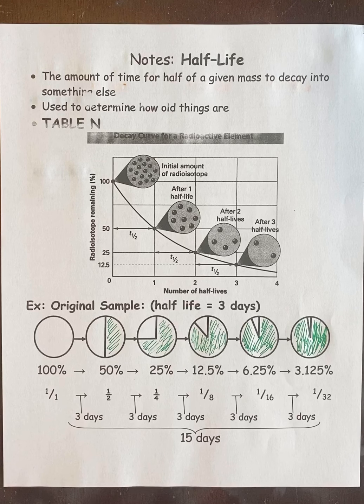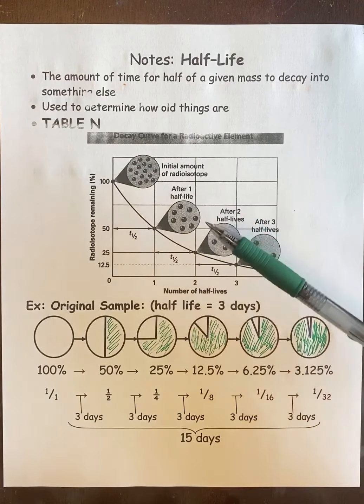What is this used for? It's actually used to determine how old stuff is a lot of times, and it's found on Table N in your reference table, so you can look those up. Now the reason we're able to determine time or age using radioisotopes is because the half-life never changes for a given element. In other words, here's a representation of half-life.